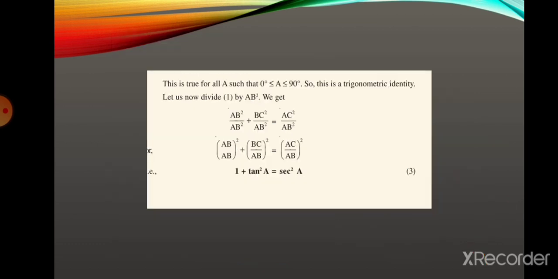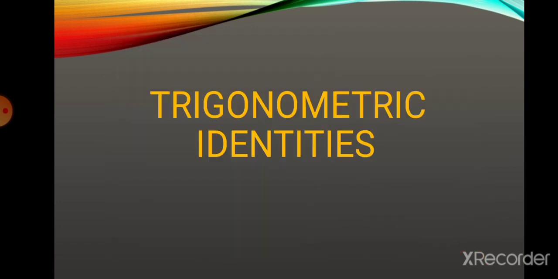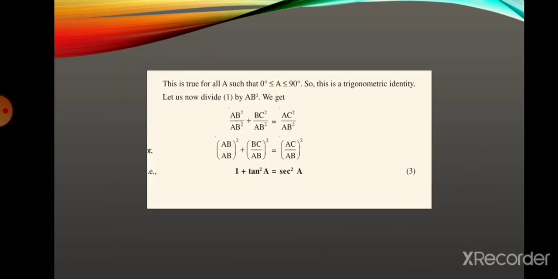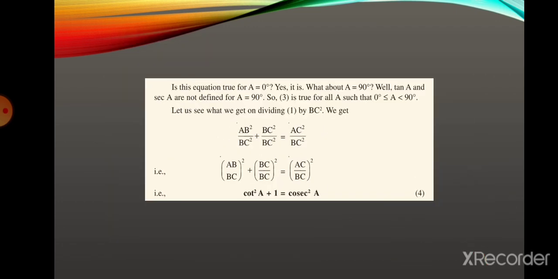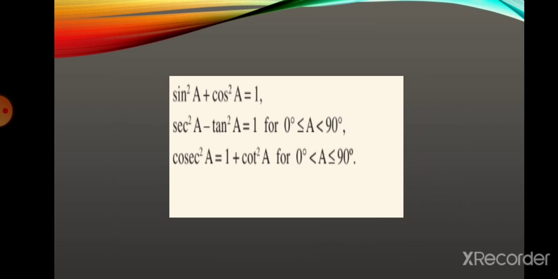So from these three, we can easily say cos square A plus sin square A equal to 1, and then 1 plus tan square A equal to secant square A, or we can also write secant square A minus tan square A equal to 1. And then the next one is cot square A plus 1 equal to cosecant square A. These three identities are very important for you.